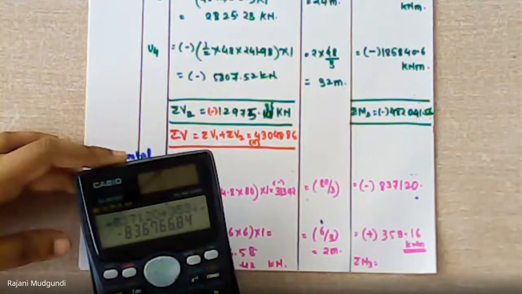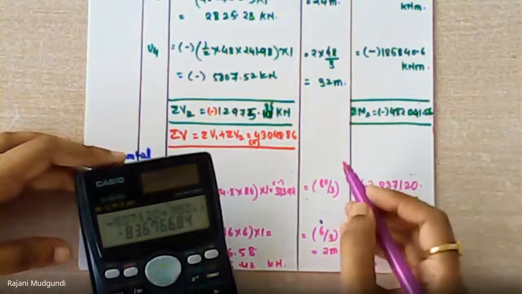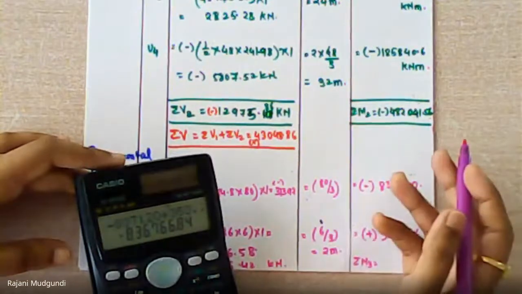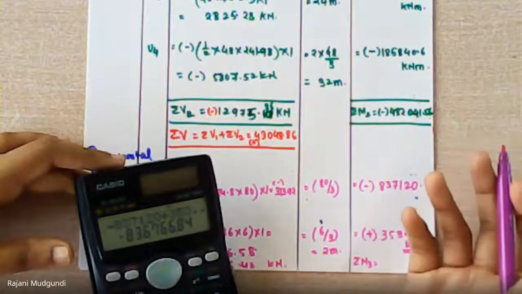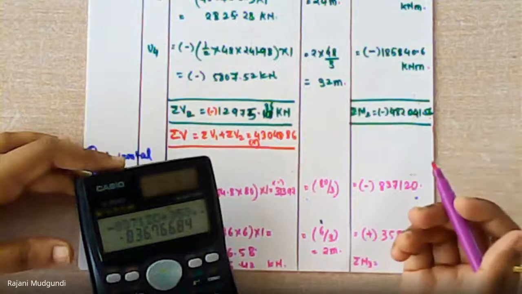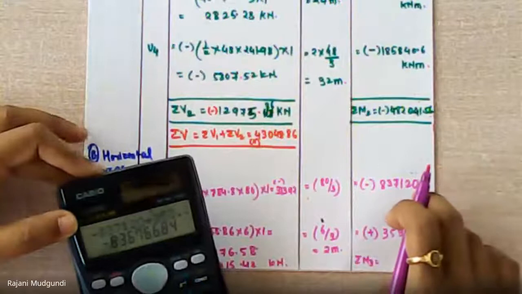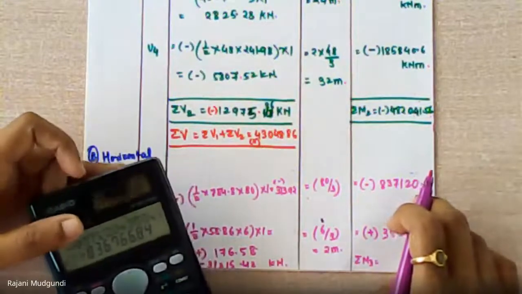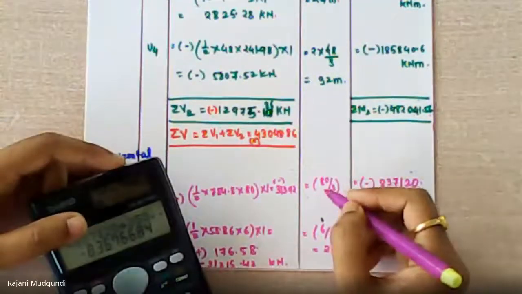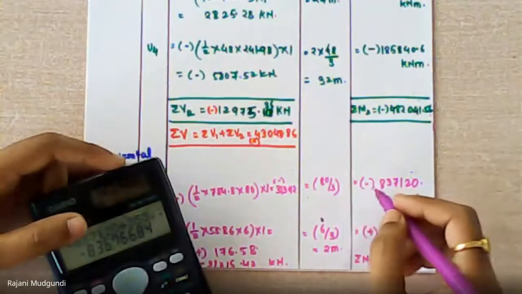So it may be because of the value of 80/3 that you have taken, in a fraction or as a decimal point, that will have a slight change in the overall moment that you will get, right? So preferably take this 80/3 as 80/3 itself.